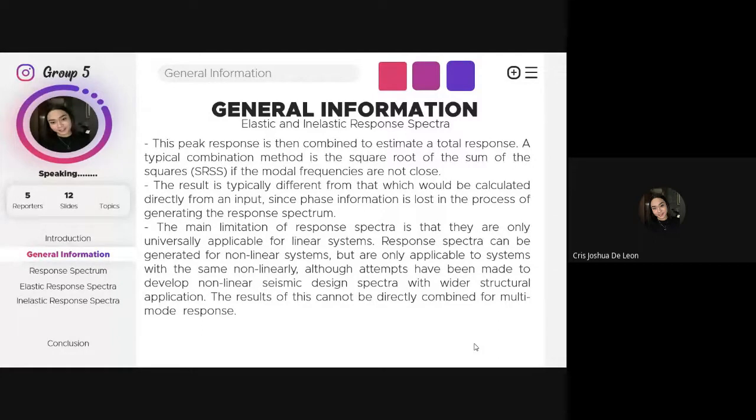And the main limitation of response spectra is that they are only universally applicable for linear systems. Response spectra can be generated for nonlinear systems, but are only applicable to systems with the same nonlinearity, although attempts have been made to develop nonlinear seismic design spectra with wider structural application, but the results of this cannot be directly combined for multi-mode response.